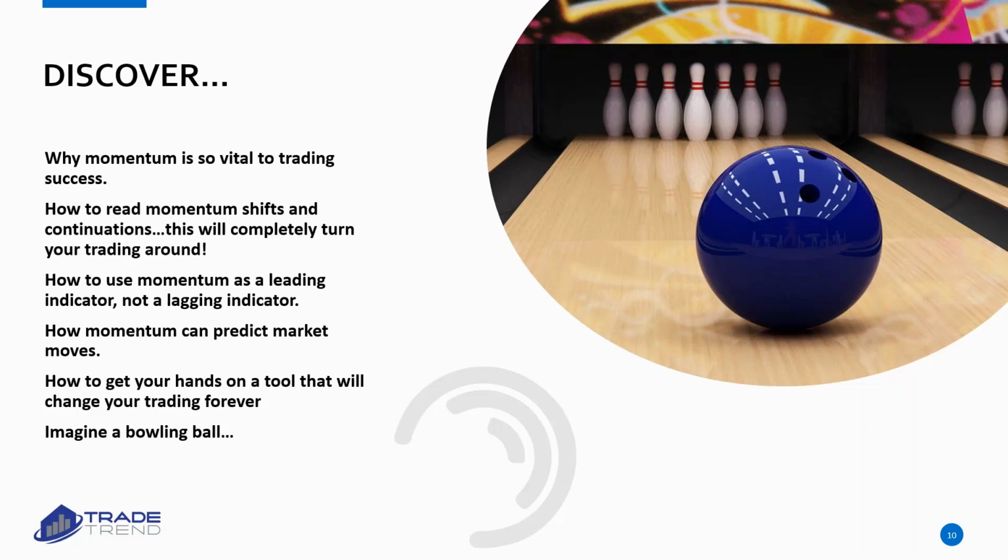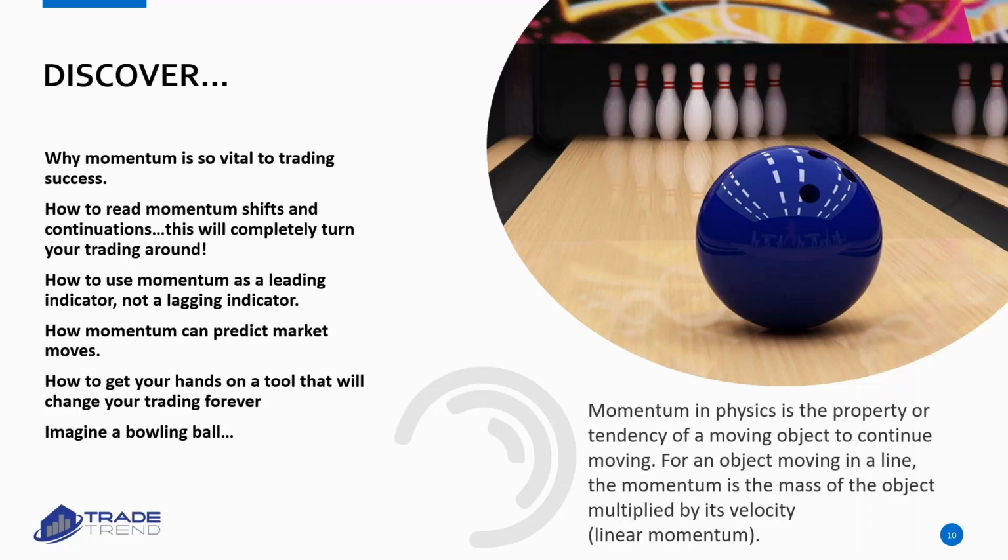The ball is going to roll down the alley, and it's going to continue to roll until something stops it, right? So whether you're like me and it goes in the gutter and it hits the end of the lane, or you're a good bowler and you get a strike and the pins stop the ball, something has got to stop that ball and stop the momentum of the ball once a catalyst sets it in place. So we're not going to get into a physics lesson here by any means, but I want you to keep this in mind as we discuss this particular indicator. So momentum in physics is simply the property or tendency of a moving object to continue moving.